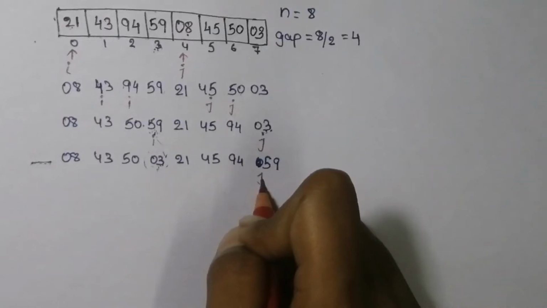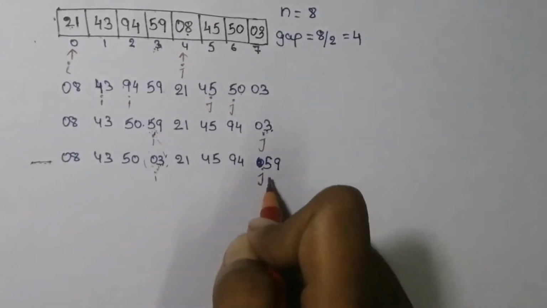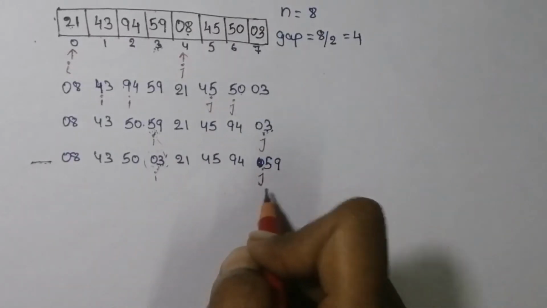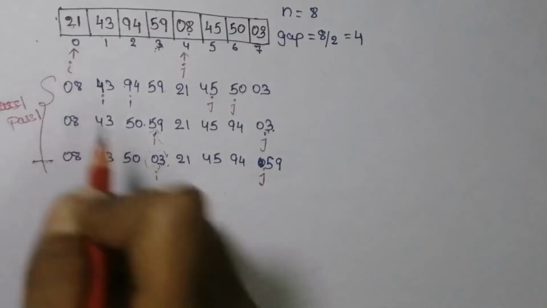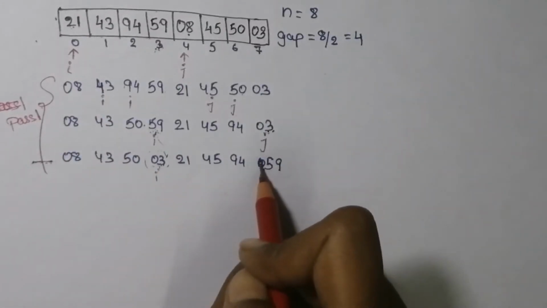Now see, j is at the last index and i is at this index. As j reaches the last index, we will stop this swapping process, and this is pass 1. Pass 1 has stopped as the index j reached the last index.